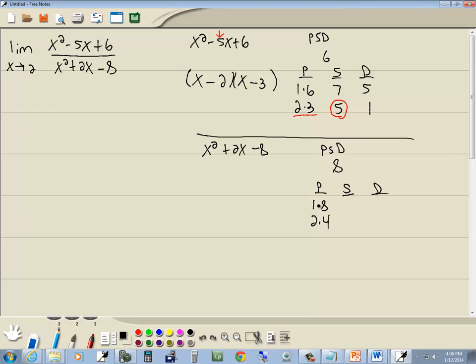The S column, we add them together. 1 plus 8 is 9, 2 plus 4 is 6. The difference column, we subtract smaller from larger. 8 minus 1 is 7, 4 minus 2 is 2. The number we're looking for is the number in the middle term, which is 2, which is right here, which means we use 2 and 4.